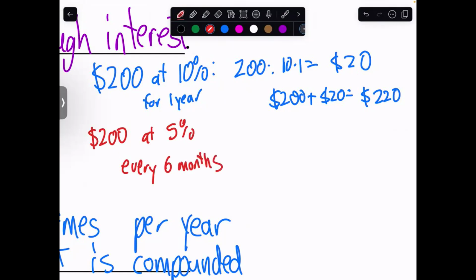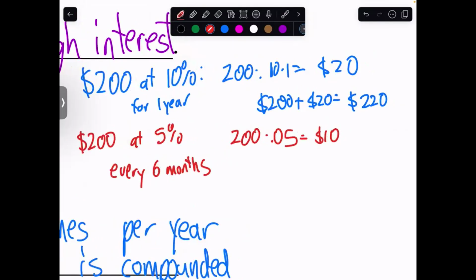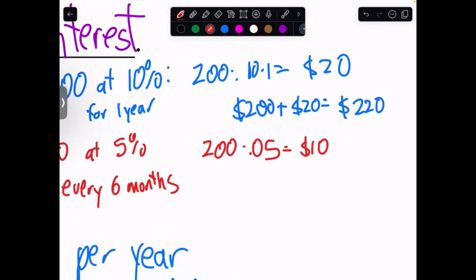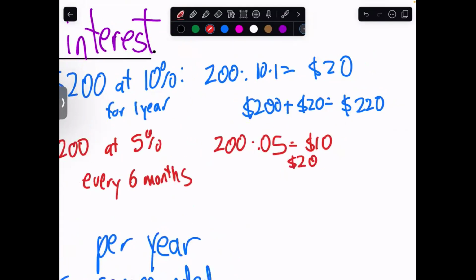Okay, so it seems like it might be the same, right? In 1 year, this will happen twice, so double 5% is 10%. Well, let's see how it makes a difference. At the 6 month mark, you get 5% of what you deposited. So 200 times 0.05. That means you gain $10 after the 6 months. So it still seems like you're gonna get the same amount, right? Because after half a year, you have half as much as before.